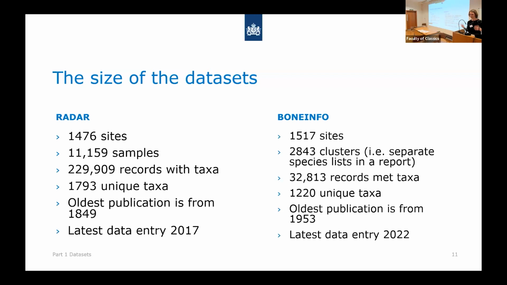Like this is the amount of taxa that's in it, and the amount of unique taxa that's on it. And it can be names not only the taxonomic names, but also like archaeological names or terminology like sheep goats, or higher taxonomic names like Cervidae instead of only the species name Cervus elaphus. And the oldest publication for Radar is quite old. For Boninfo is also quite old, but less old than for Radar. And the latest data entry.